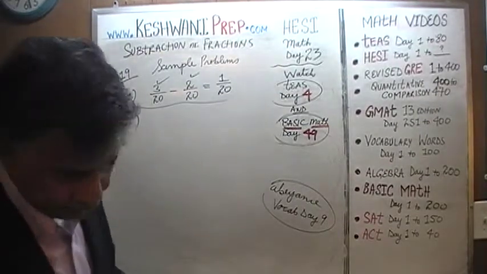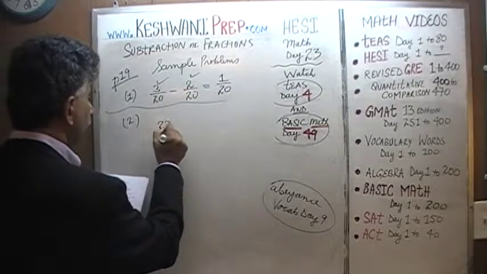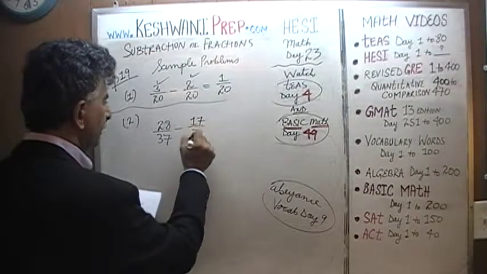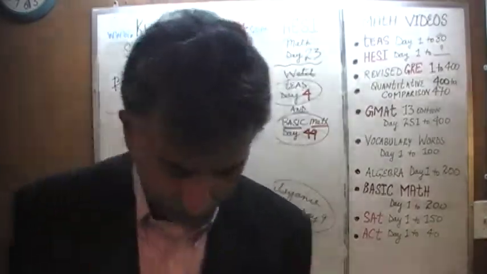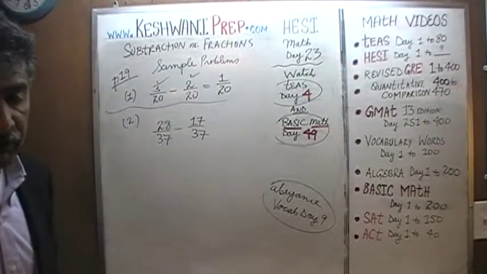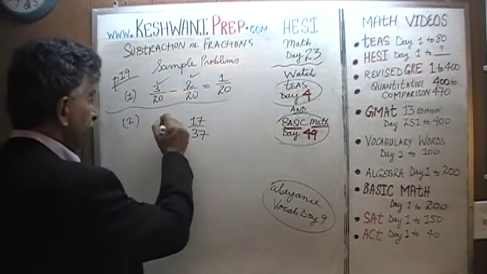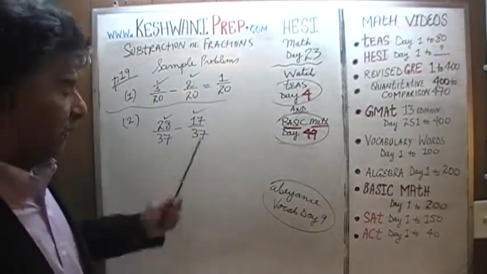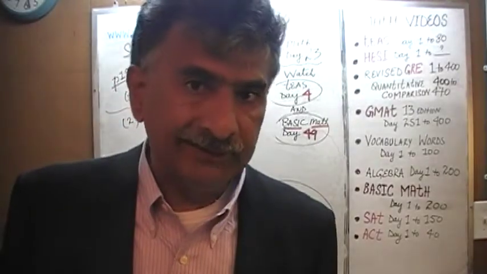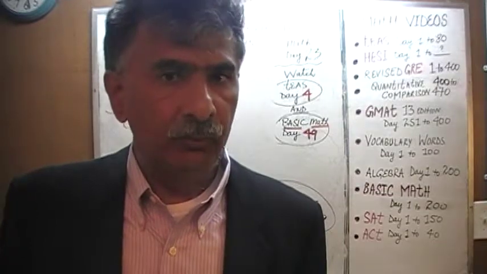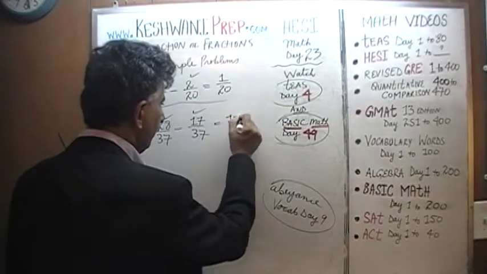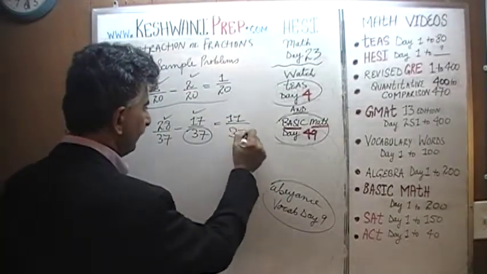Number two, we have 28 over 37 minus 17 over 37. Again, we lucked out because we have the same denominator. The denominator is already the same, so all we have to do is subtract the numerators. 28 minus 18 would have been 10. Therefore, 28 minus 17 would have to be 11. So it's 11 over the common denominator, which is 37.